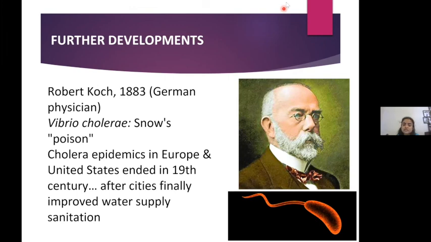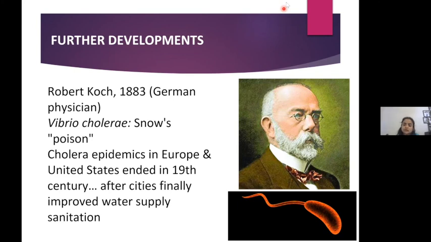And just to end this section, later in 1883, Robert Koch, who was a German physician, defined Snow's poison, which was Vibrio cholerae, and Vibrio cholerae is what causes cholera. The cholera epidemic has since then been curbed in Europe and the United States, when we now understand basic sanitation better than before, and so we know how to take care of our sewage, our water sources, city supply of water, etc.